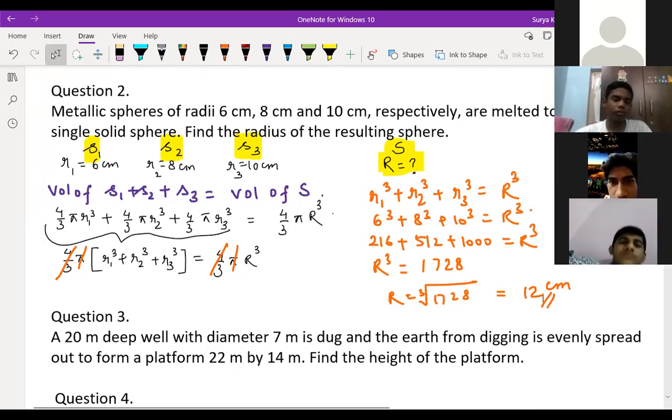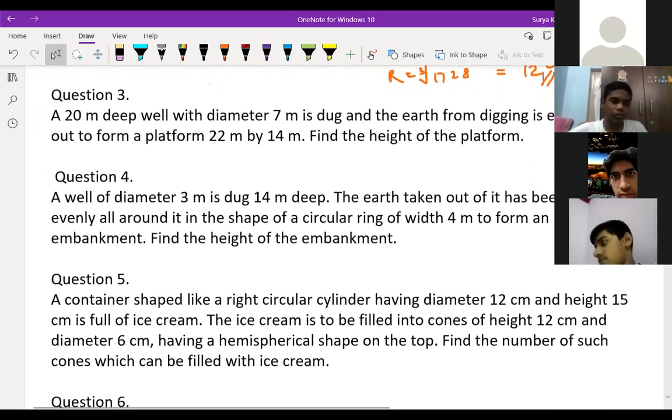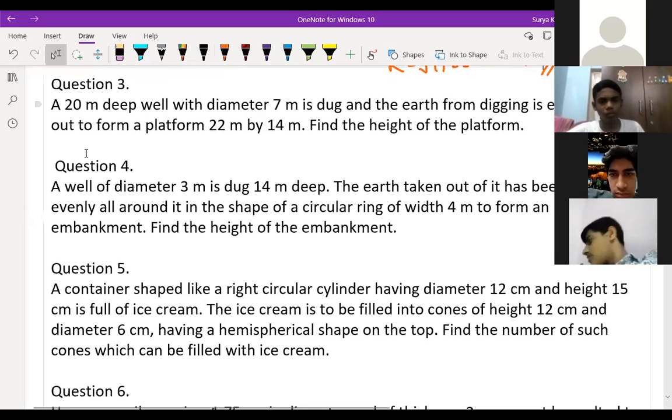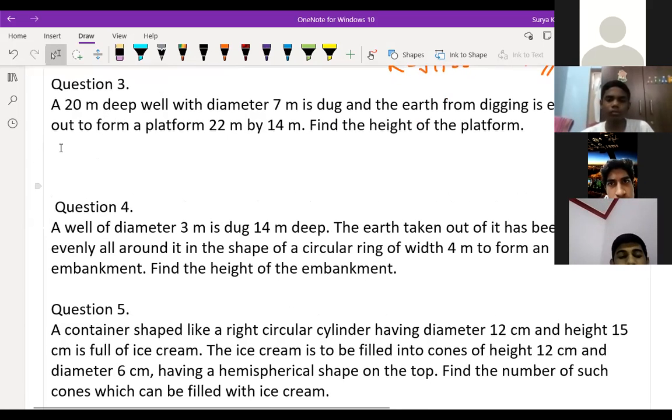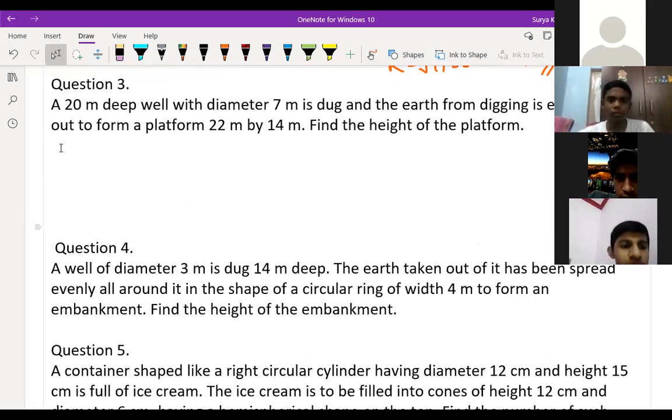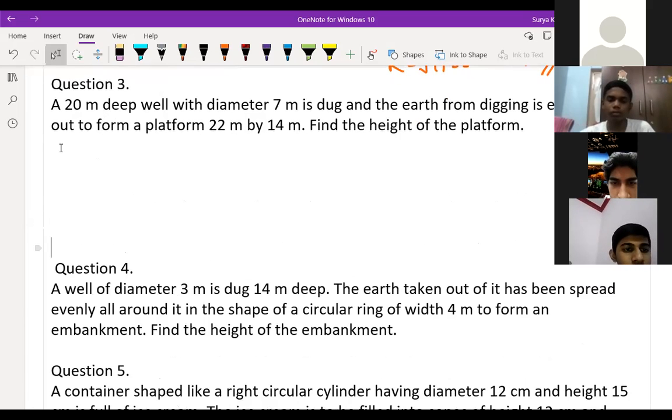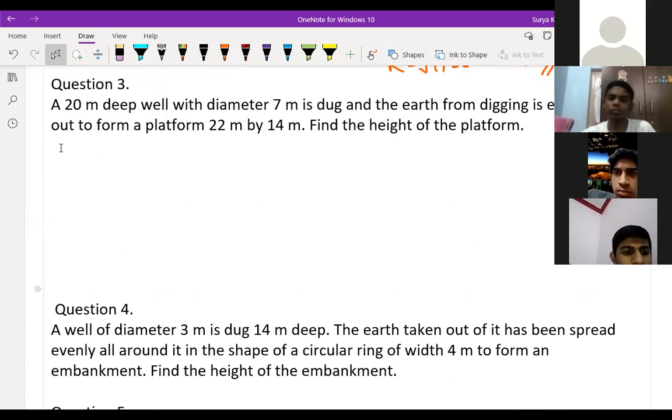Next question is question number 3. Now this is a very interesting question, children. This third and fourth one is a bit interesting. You have to understand it properly. So the third question, you have done, Samarth? Yes, sir, I have done it yesterday.